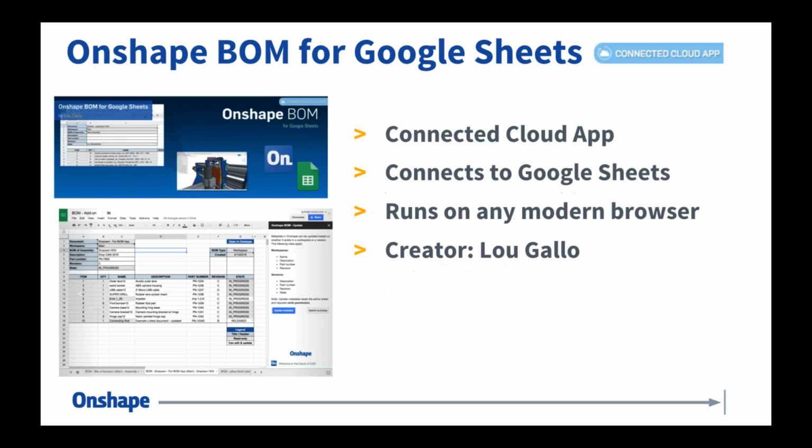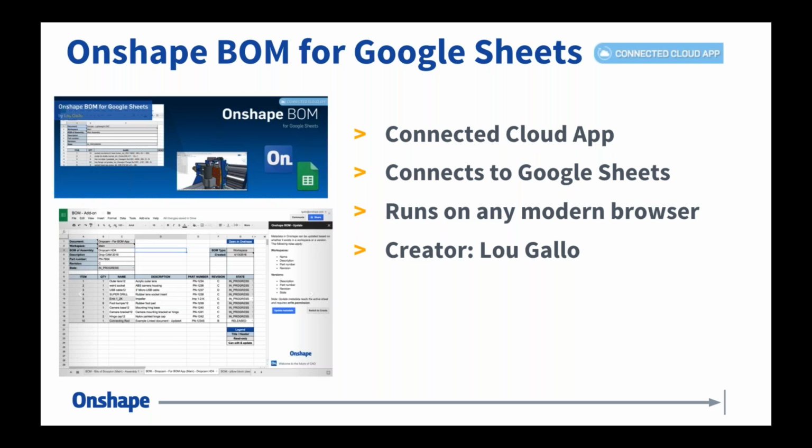All right, so Onshape BOM for Google Sheets. A quick intro into it. It is a connected cloud app. If you've ever used Google Sheets, essentially you're pulling in all your assembly information into a Google Sheet that you can then modify and make your changes to. So essentially it's Google Sheets and it pulls in all that data.